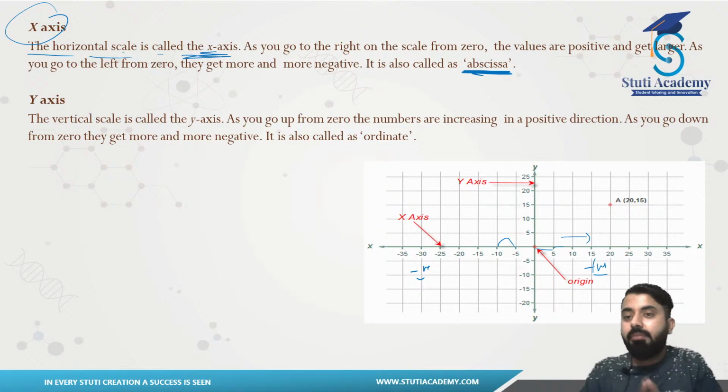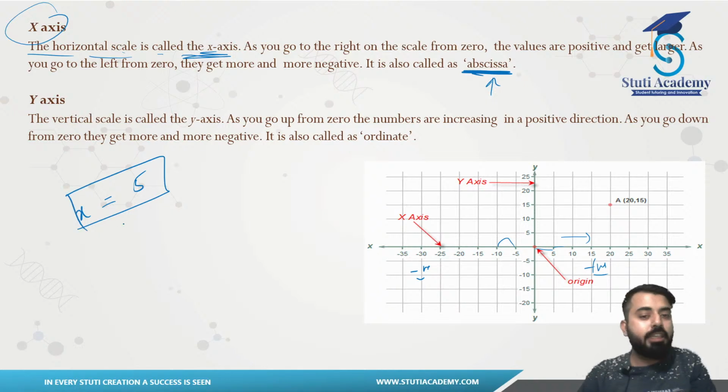Another name for your x-axis is abscissa. If they have given you that the value of abscissa is, let's say, 5, what they truly mean is that the value of x is what? It is 5. Similarly, if you have your vertical scale, your vertical number line, that is your y-axis.